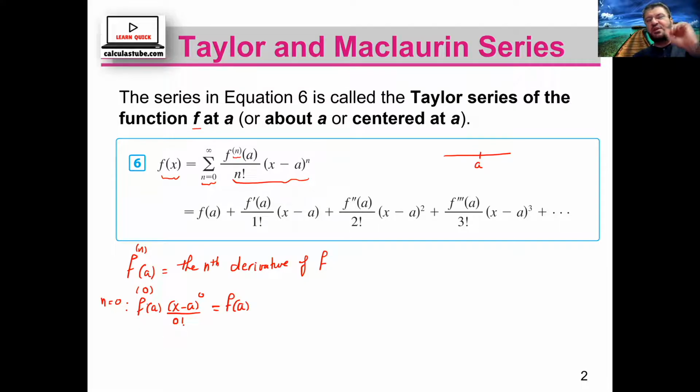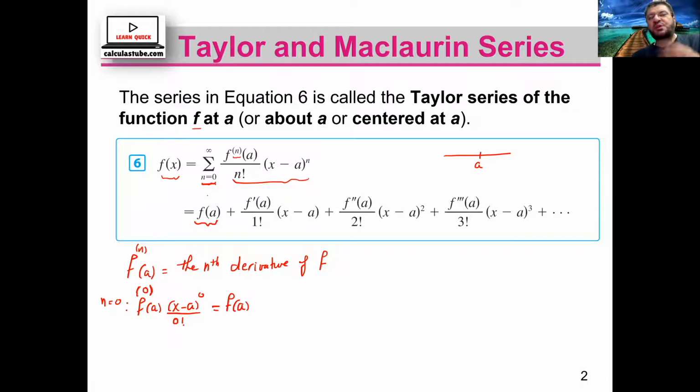Okay, be careful about the notation. This is not a power. This is the derivative. The 0 derivative of the function means do not differentiate the function, so it stays f of a. Now, (x minus a) to the power 0, we know anything to the power 0 is 1, and 0 factorial is 1. So what are we left with? Just f of a. This is why the first term is f of a in Taylor.